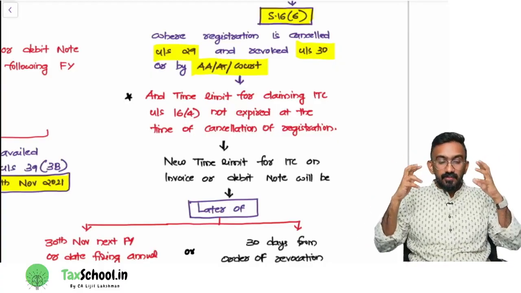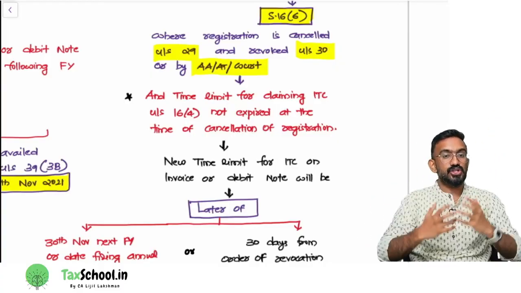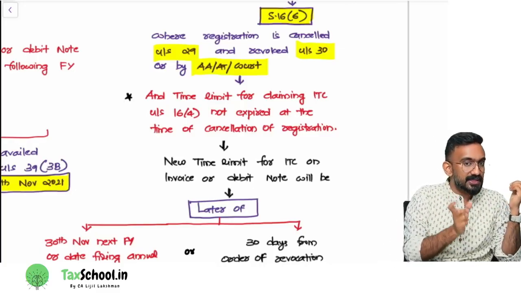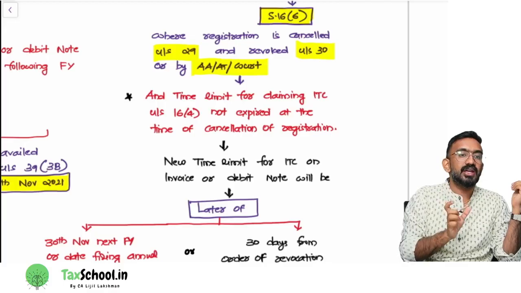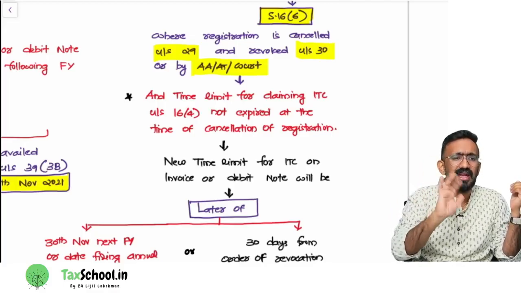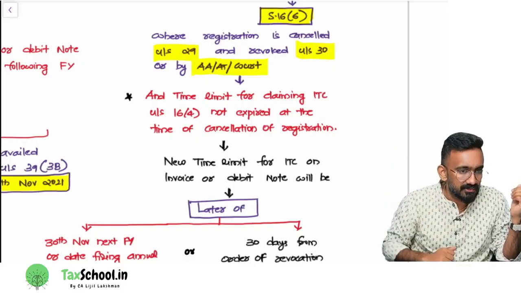So we're talking about cases where your registration got cancelled and it got revoked. What is the only type of cancellation where you have an option for revocation? Suo motu cancellation. If you yourself applied for cancellation, you can never get it back. You will have to apply for a new GST number.